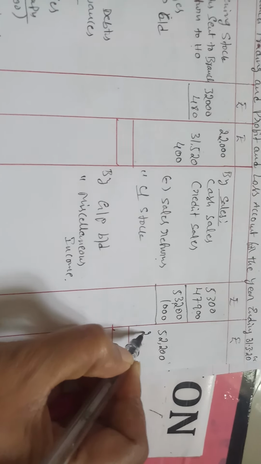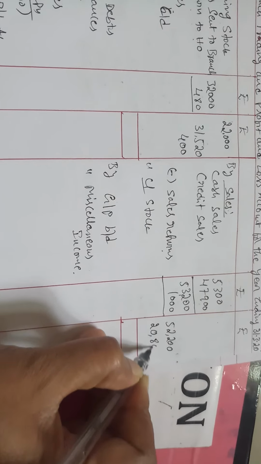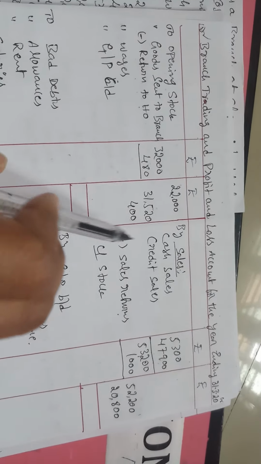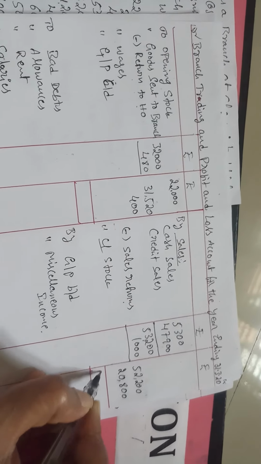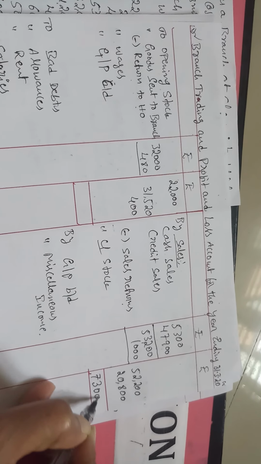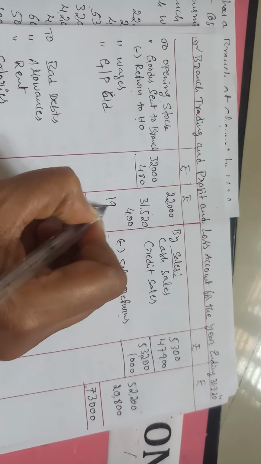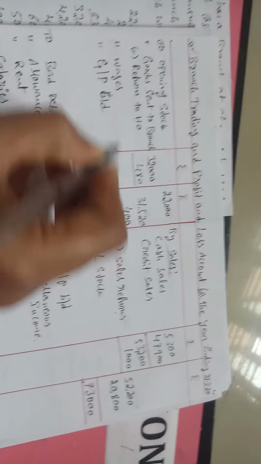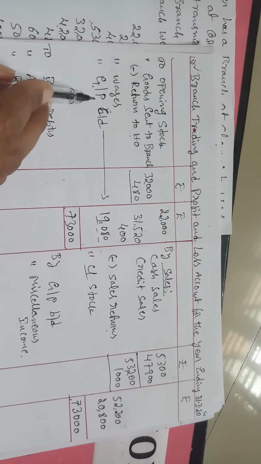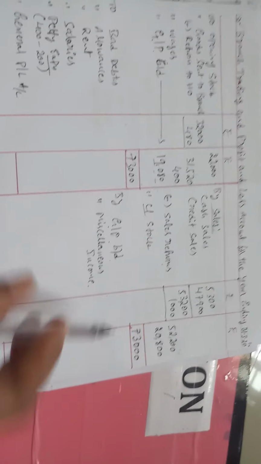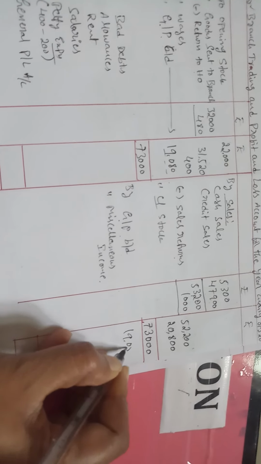Okay, next, closing stock. In the problem 20,800 is the closing stock. Only these items come to the trading account, so I'm closing the trading account. Total 73,000 on both sides. Balancing figure 19,080 is the gross profit carried down. Next we are doing the P&L account. Gross profit brought down, 19,080.